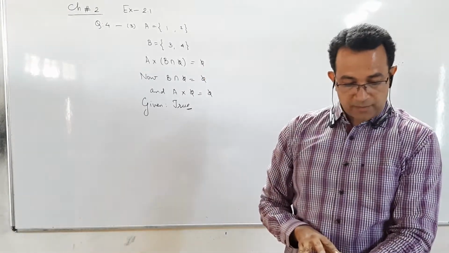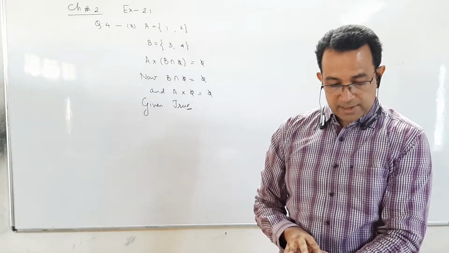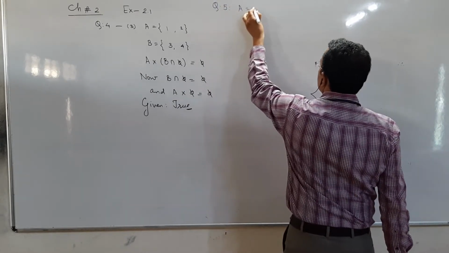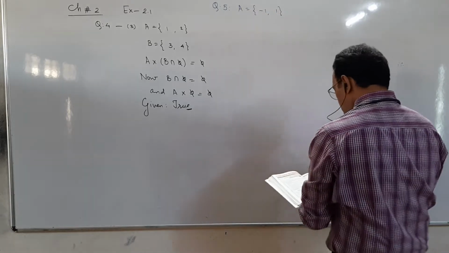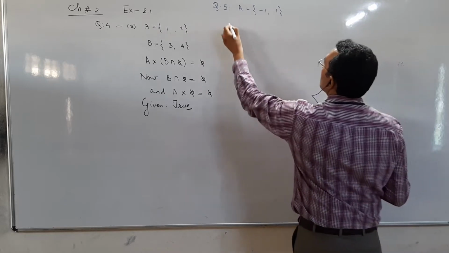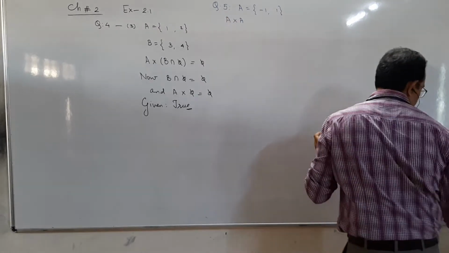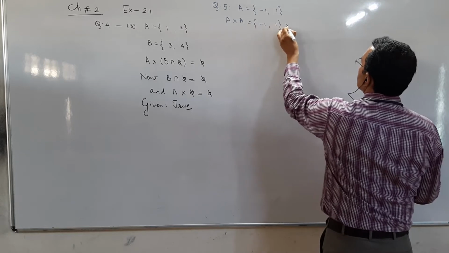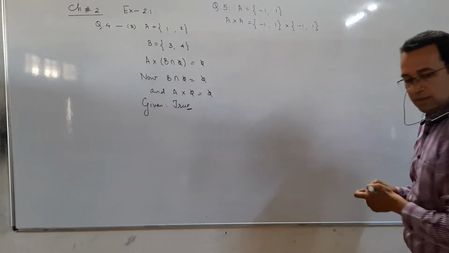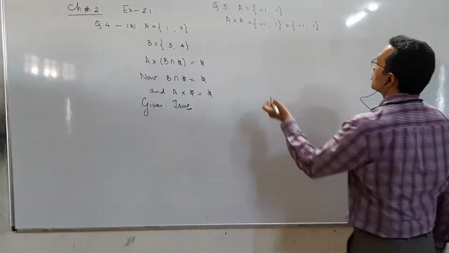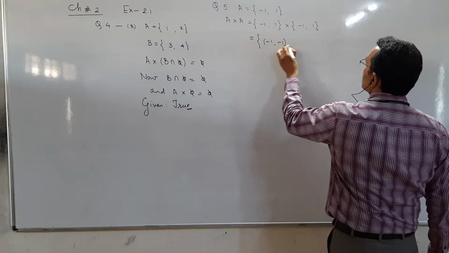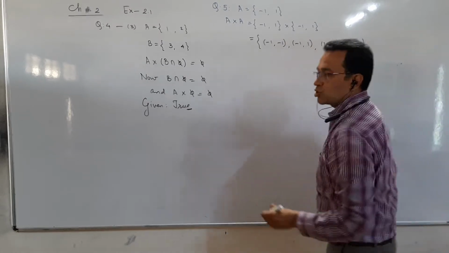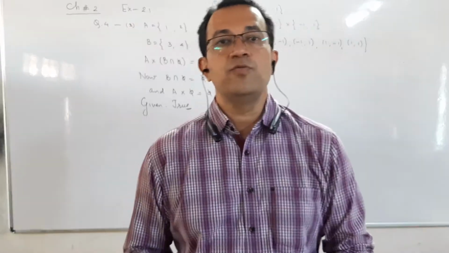Okay, students, question number 5. Set A is the set of elements {-1, 1}. Operate A cross A cross A. First we find A cross A. Now students, in A cross A we have {-1, 1} cross {-1, 1}. So if I operate A cross A, I will get the set of ordered pairs (-1, -1), (-1, 1), (1, -1) and (1, 1). So students, in A cross A, the number of elements will be 4.